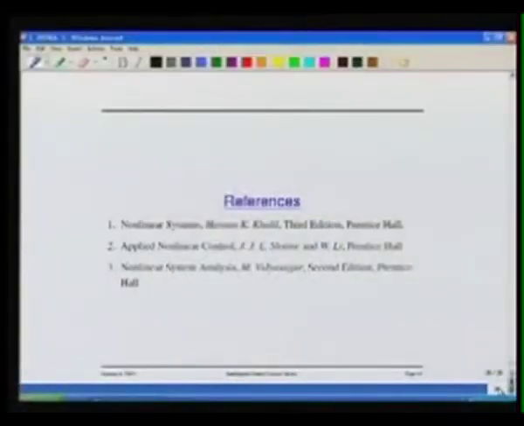And for your further reference, here are the same books that I mentioned in the last lecture. These are the books that you can follow for grasping the concepts or the ideas that we discussed now.